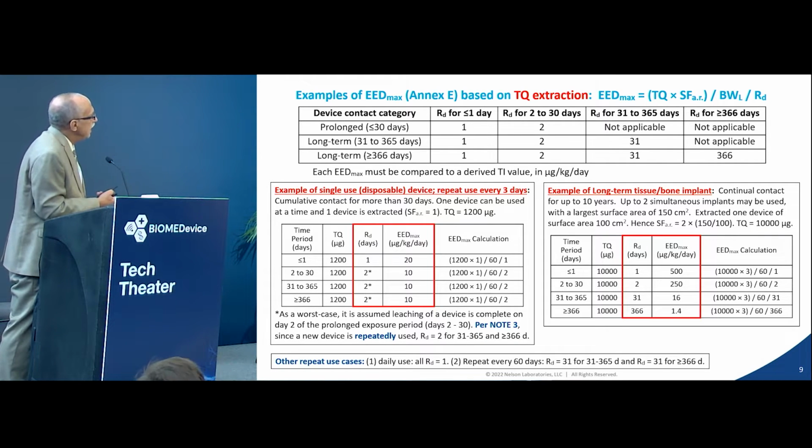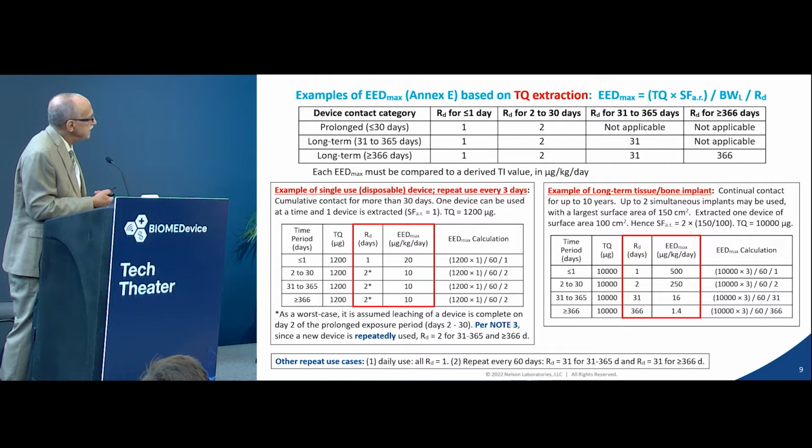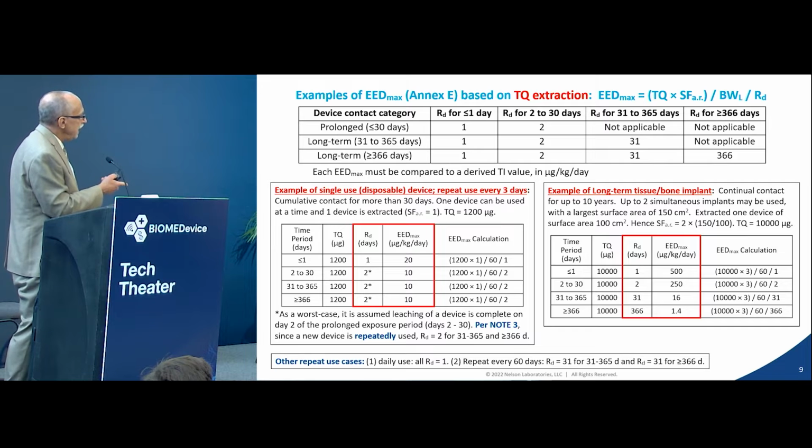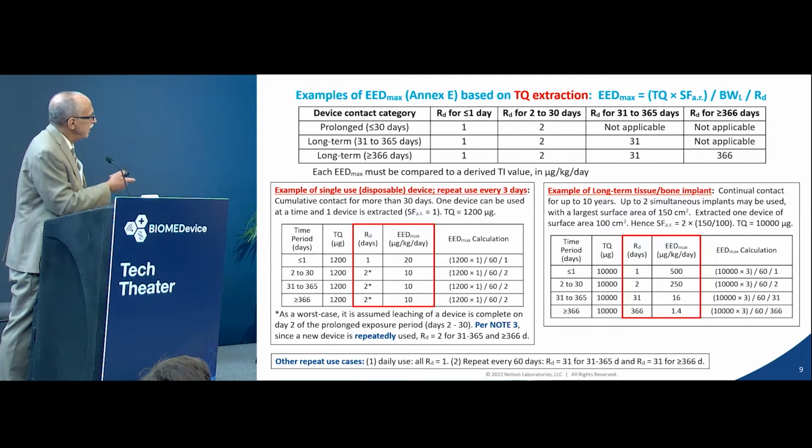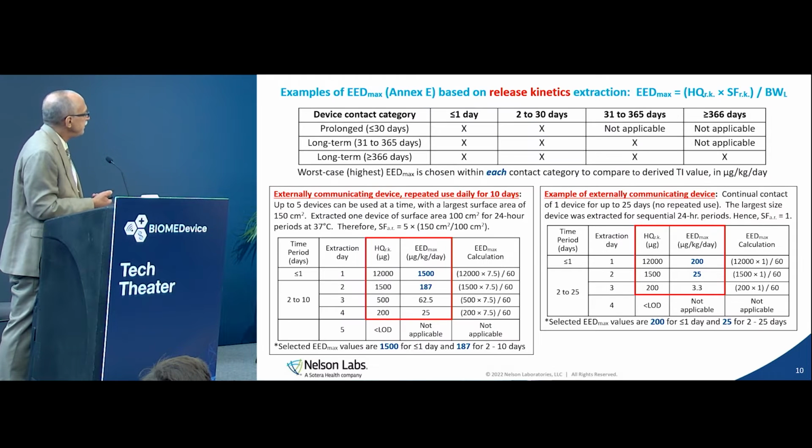The next device is more typical long-term implant tissue bone contact, up to 2 devices at a time. Maybe the largest device is 150 centimeters squared, and you tested a device of a smaller size. So you have to scale your data. Let's say you found 10,000 microgram. You multiply by 2 times 150 over 100, divided by 1 day, divided by 2 days, divided by 31 days. Those become the different amounts for the exposure intervals shown in the square in the right-hand side there for the estimated exposure dose for each period.